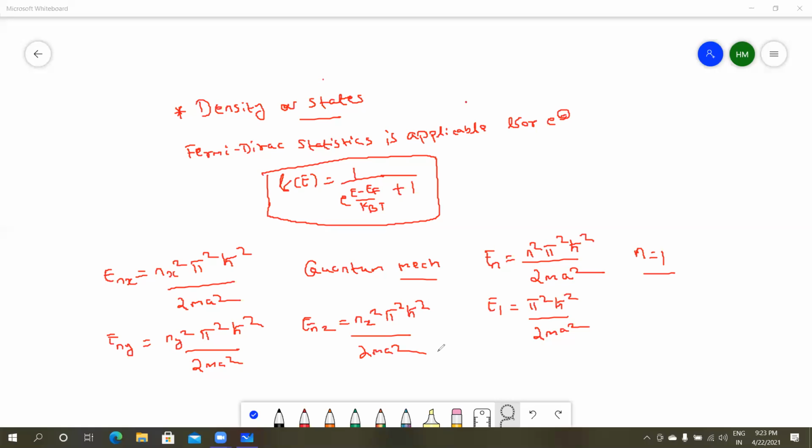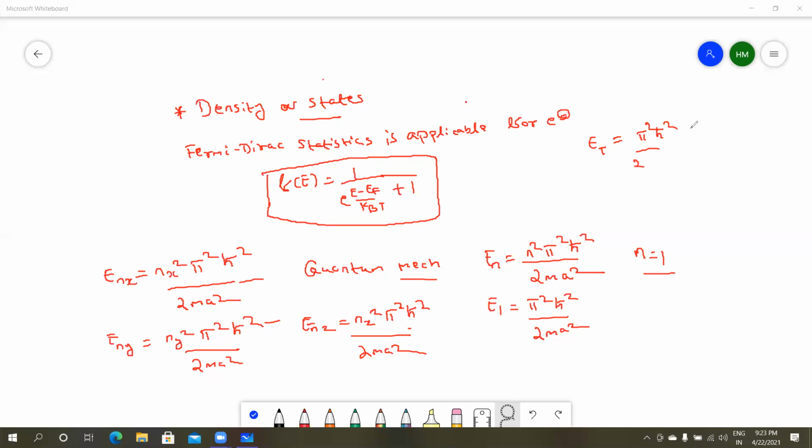You know that if you want to find the total energy, then you have to add all the energy. This means you have to add these 3 equations to get the total energy. So what will be the total energy? We can discuss total energy. That is for 3 dimensions. Total energy is basically π²ħ²/2ma².